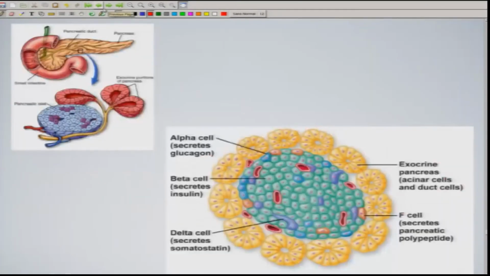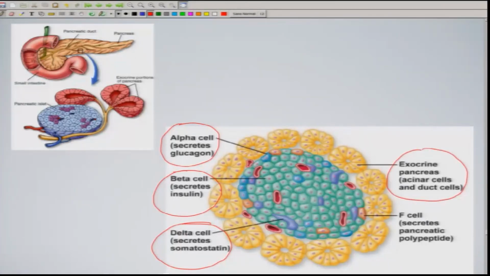Okay. So, now the alpha cells are involved in the secretion of glucagon, beta cells are involved in the secretion of insulin, delta cells are involved in the secretion of somatostatin, exocrine pancreas or acinus cells and the duct. And of course, there is something called F cells which secrete pancreatic polypeptide. So, these are the ducts. All these cells secrete, and this is where the secretion is taking place.